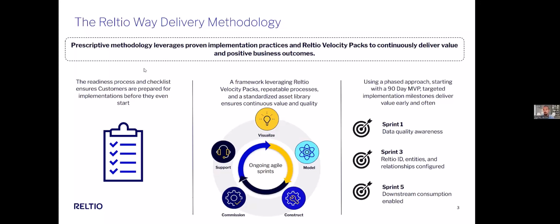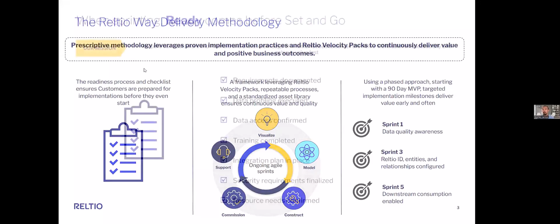By 45 days, we want to get to sprint 3. That's producing the Reltio ID across those sources. So getting match tuning, match analysis done on those sources. And then lastly, the key thing, within 90 days, we want to have a go live where a downstream system is consuming this data that we've now configured. So that's the goal line. Let's dig into how to get there.